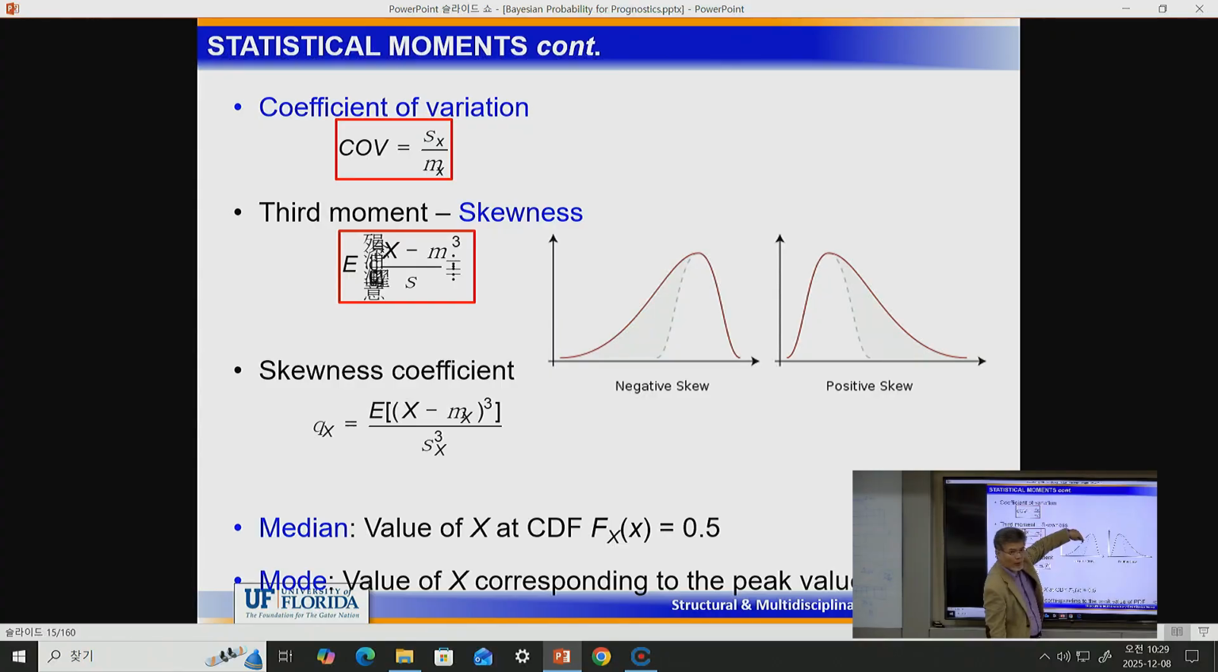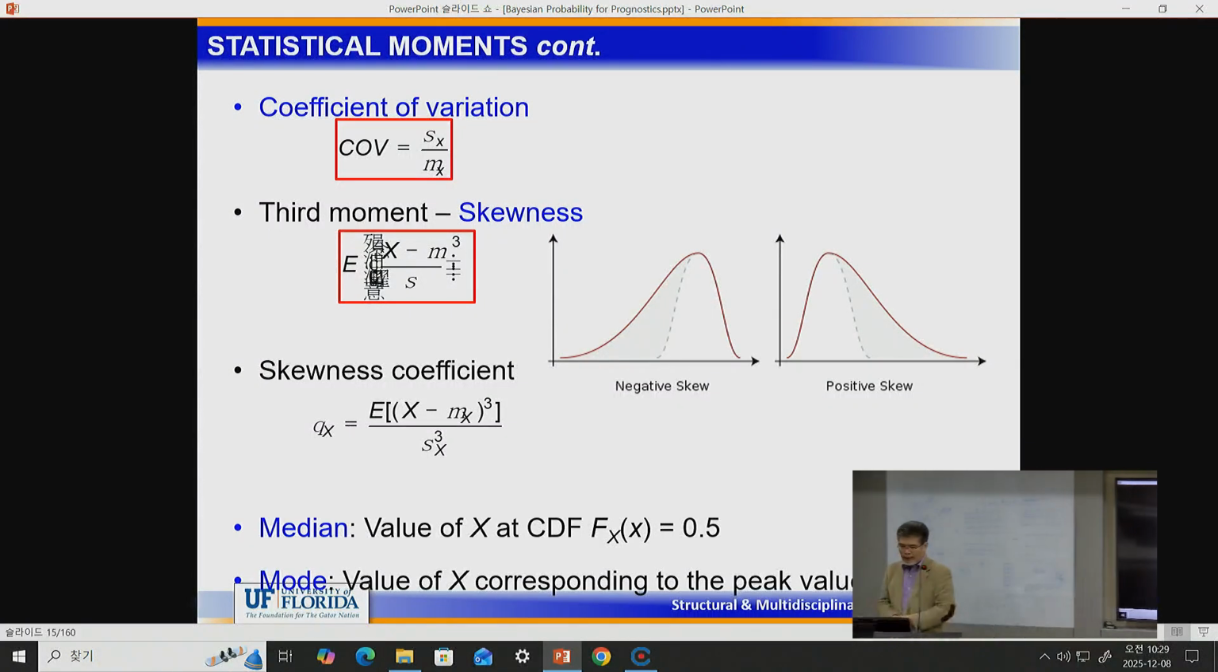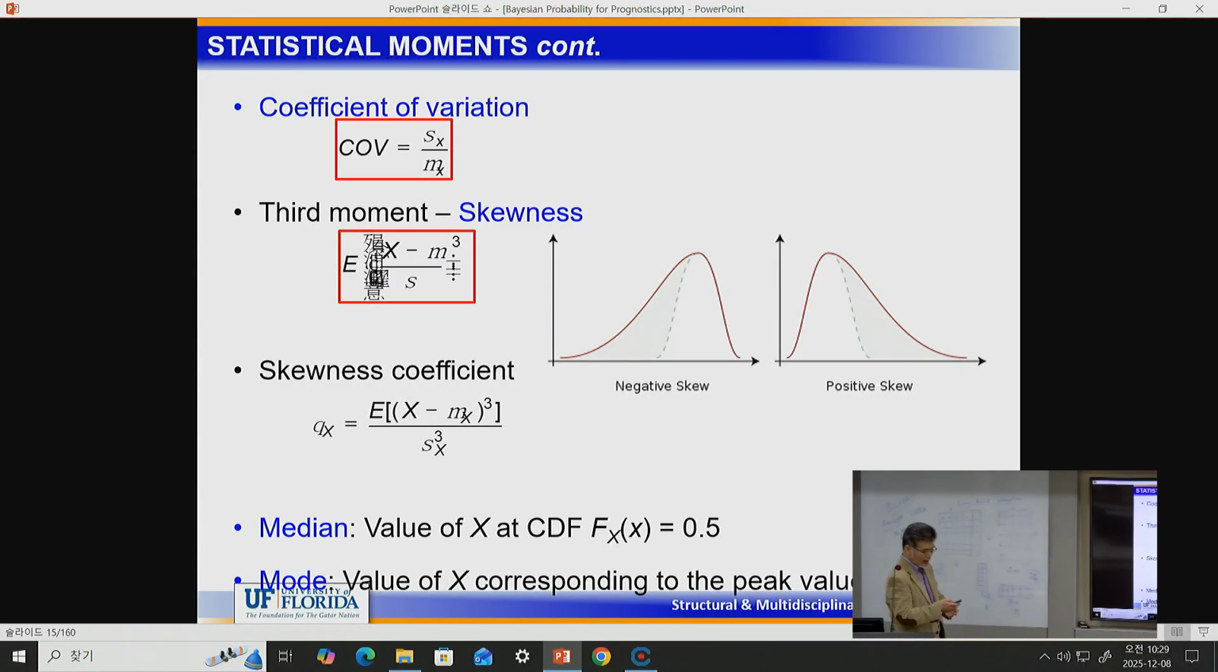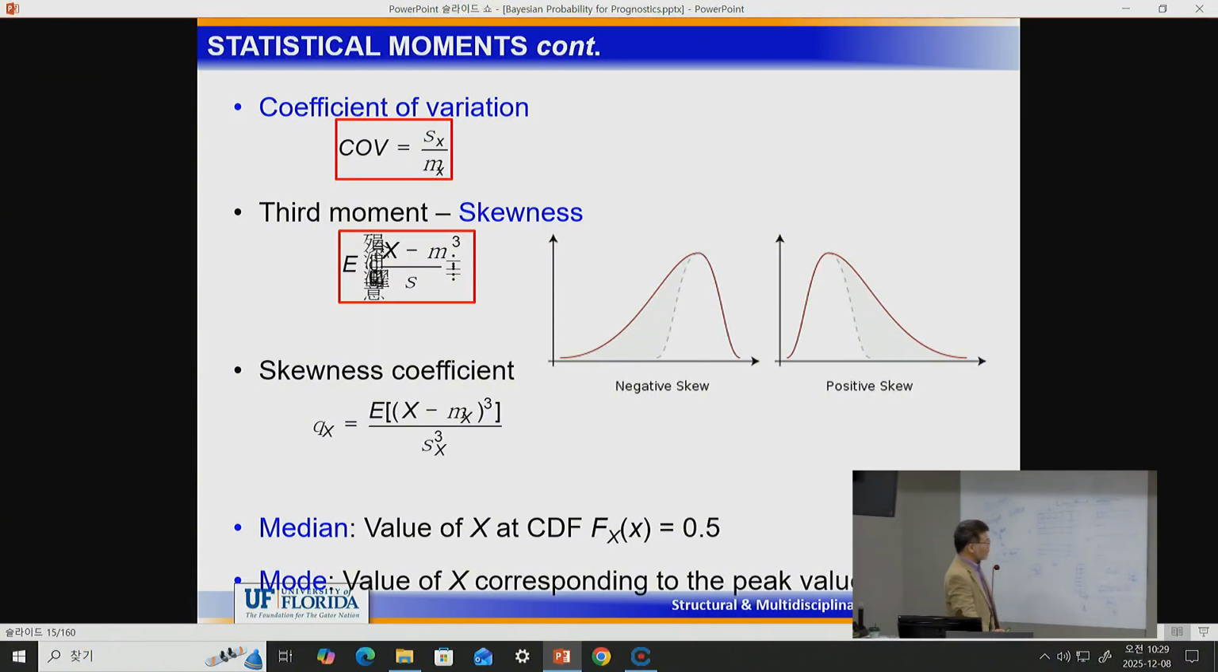And your mean will be somewhere here, and your median will be somewhere else. So they may not be the same when your distribution is not symmetric. The fourth order moment is called the kurtosis. I will not talk about it here. So there are some ways to define the moments.